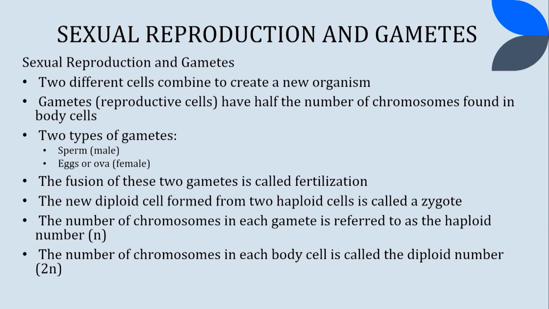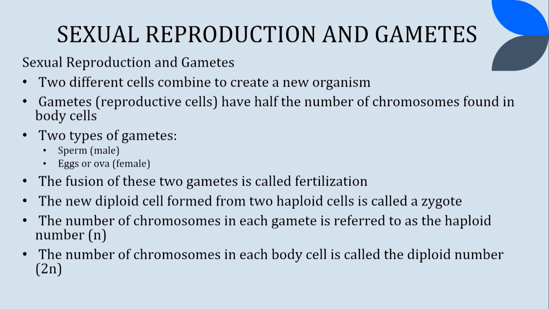So let's talk about sexual reproduction and gametes. 2 different cells are going to combine to create a new organism. Gametes, which are called sex cells, are our reproductive cells. They have half the number of chromosomes found in body cells. Again, that's called being haploid. There are 2 types of gametes. In males, we have the sperm, and in females, we have the egg. Another name for egg is the ova.